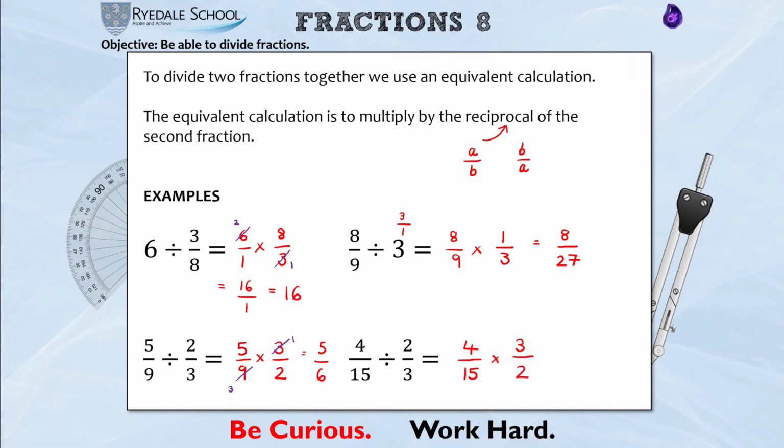2 lots of cancelling can be done here. I can divide 4 and 2, both by 2. And I can divide 3 and 15, both by 3, which is 1 and 5. Finishing that off, multiplying it together. My numerators multiply to make 2, and my denominators multiply to make 5, making the answer to this one 2/5.